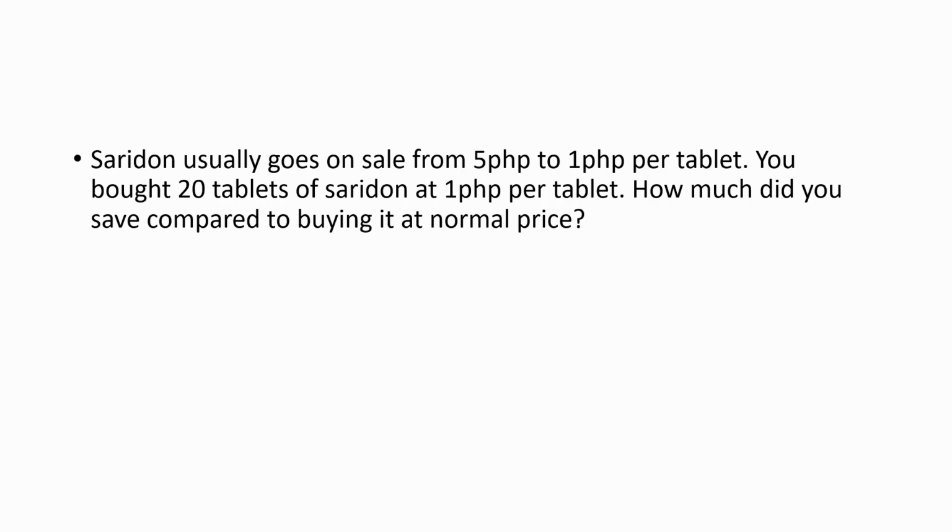Saridon usually goes on sale from 5 pesos to 1 peso per tablet. You bought 20 tablets of Saridon at 1 peso per tablet. How much did you save compared to buying it at normal price? So this one is a very simple problem. The savings is 4 pesos per tablet. If you bought it at 5 pesos, it's 5 times 20. It's 100 pesos. However, you bought it at 1 peso each, so you only paid 20 pesos. So you saved 80 pesos. Very simple.